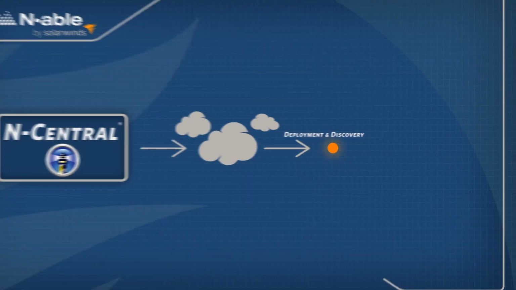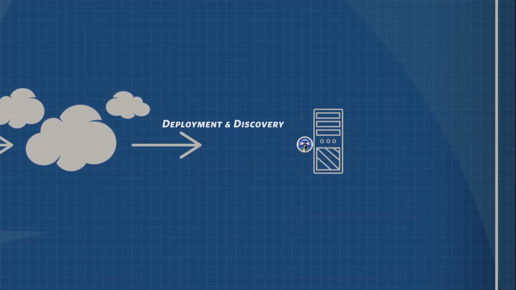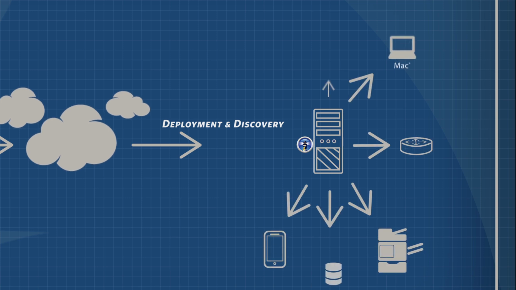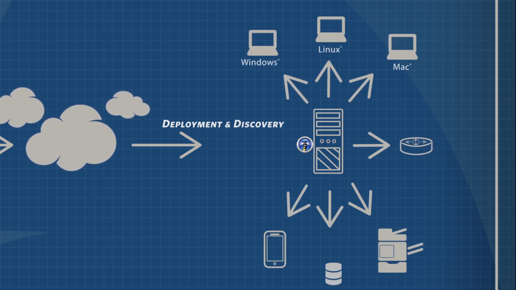Upon installation, N-central deploys a Windows probe onto an existing server, like a domain controller or file server. The Windows probe will scan the environment, discovering any device with an IP address. When the probe discovers a Windows device, it'll proceed to deploy a Windows agent to the device, which in turn will apply best practice monitoring and alerting.